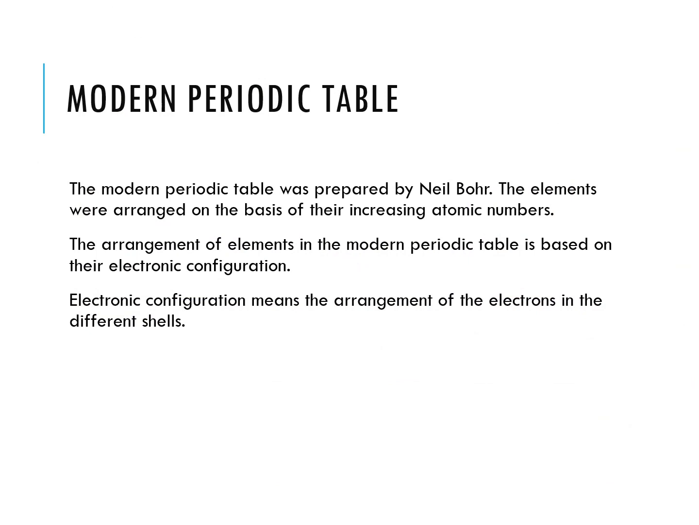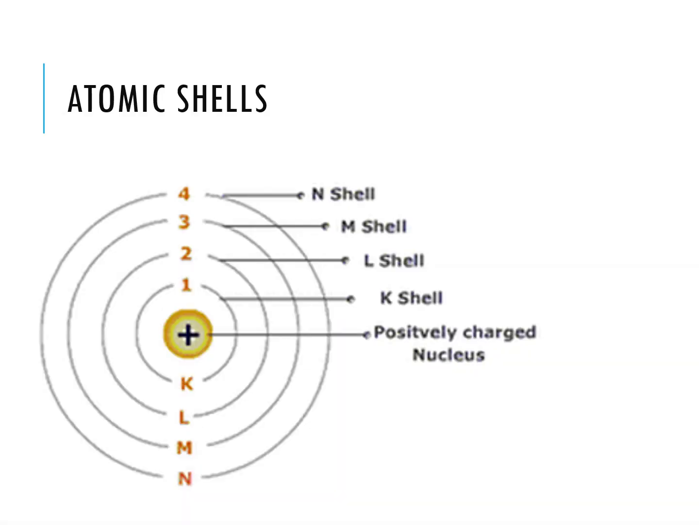Now what do you understand by the modern periodic table? The modern periodic table was prepared by Niels Bohr. The elements were arranged on the basis of their increasing atomic number. Now we know that the atomic number is the number of electrons or the number of protons of the element. So on that basis, the electronic configuration was figured out, and on that basis, the elements were arranged in the modern periodic table. Now, as we see, the atomic shells have been given here.